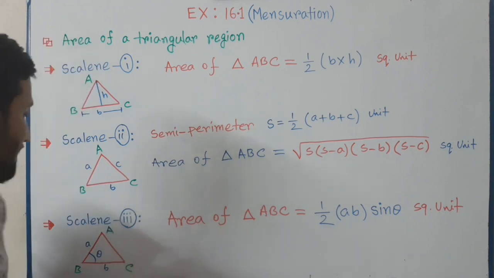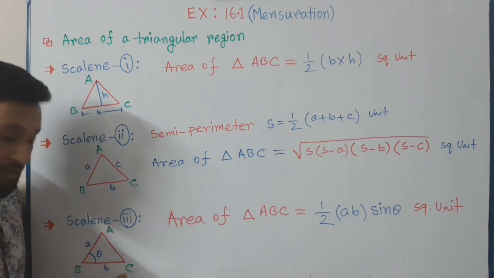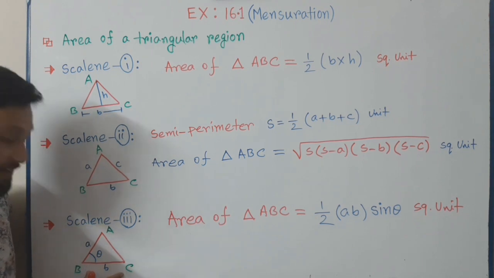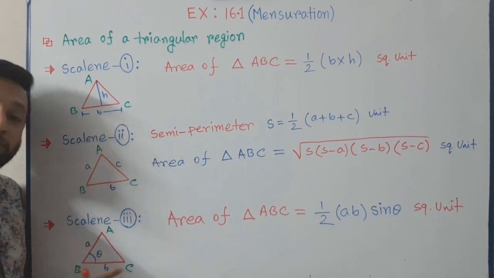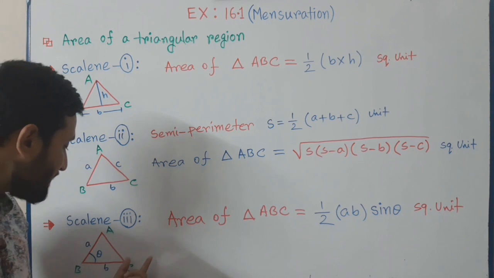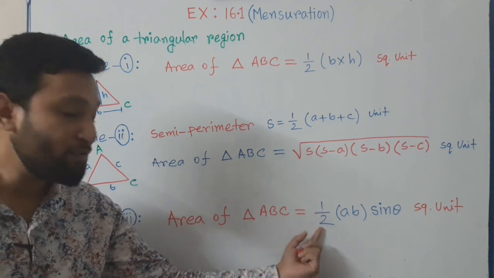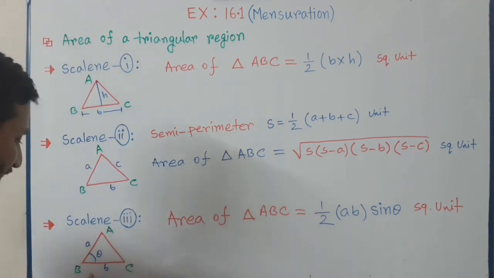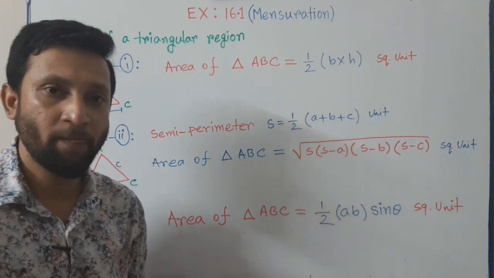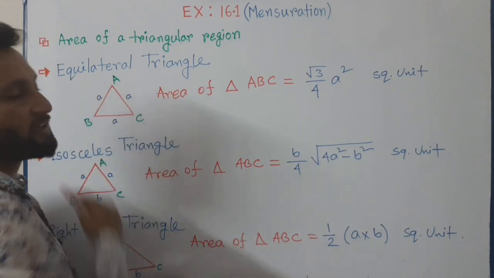Okay. Now scalene 3, that means third type. Suppose ABC is a scalene triangle. If two adjacent sides, that means AB and BC, and the included angle are given, we can find the area of this scalene triangle, and the area of this triangle will be half into AB. That means two adjacent side lengths, A into B, and then into sin theta, and then square unit. I hope everybody is clear.